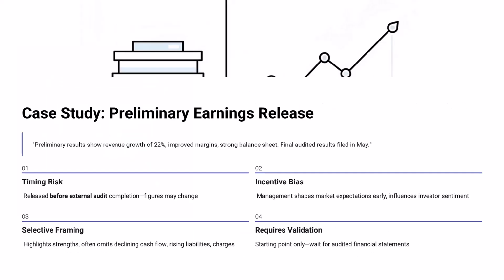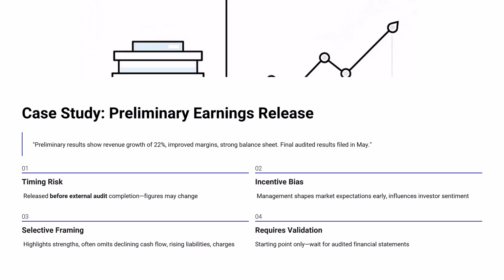Let's examine one more case study. A company issues a press release. Preliminary results show revenue growth of 22%, improved margins, strong balance sheet. Financial audited results filed in May. This appears more credible than social media, but source evaluation is still essential. First, recognize the timing risk. This is released before the external audit is complete, so figures may change.